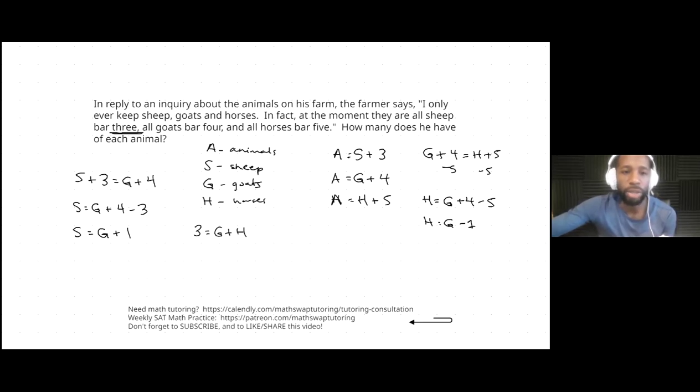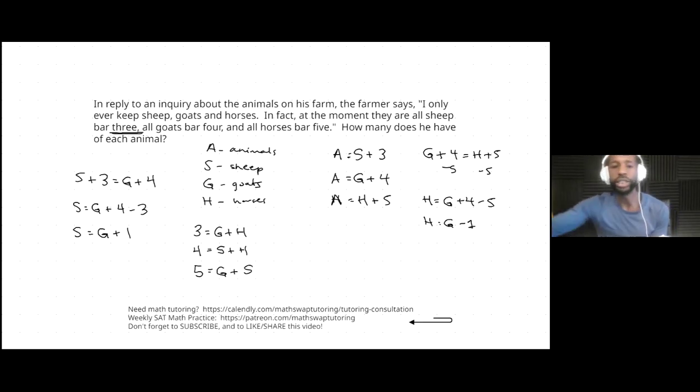Okay. All goats bar 4. So 4 is going to be equal to the sheep plus the horses. And then all horses bar 5. 5 is going to be equal to the goats plus the sheep.